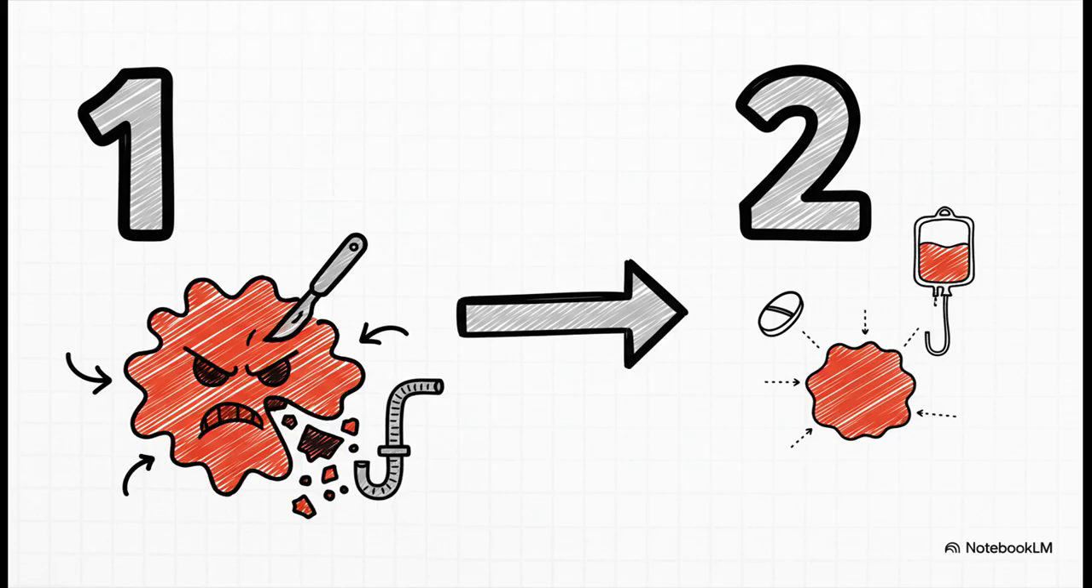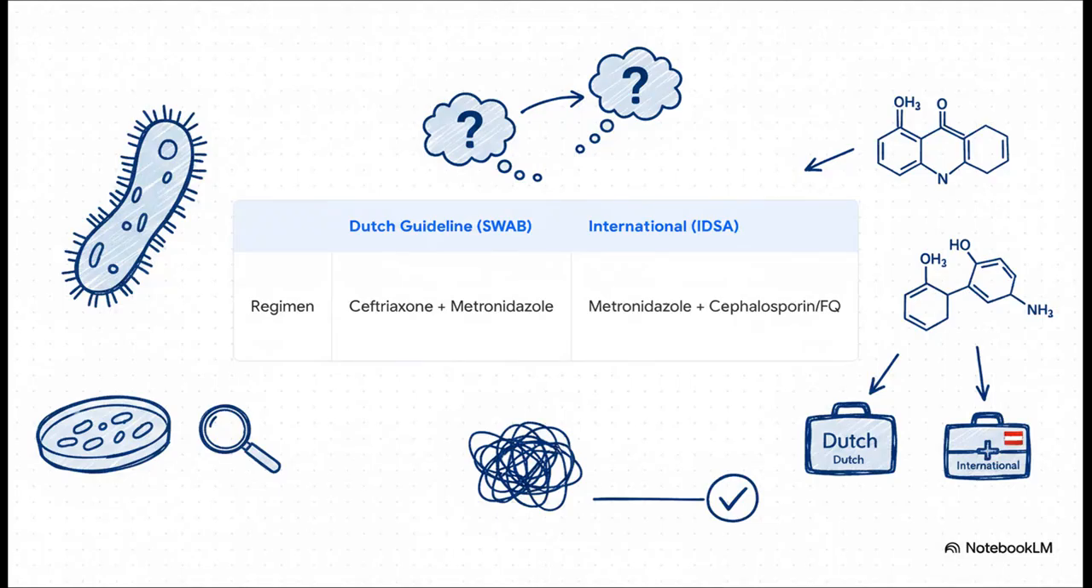This is non-negotiable. You have to drain the abscess, clear out any dead tissue, get rid of the source of the infection. If you don't, antibiotics just won't be able to get in there and do their job. It's really the most critical step. All right, so once source control is handled, what about the drugs?